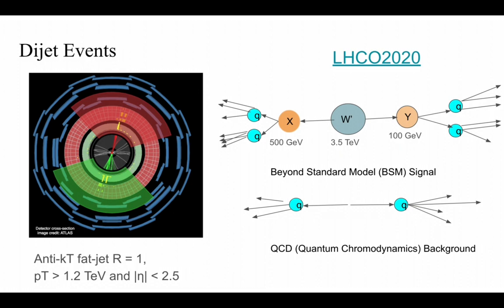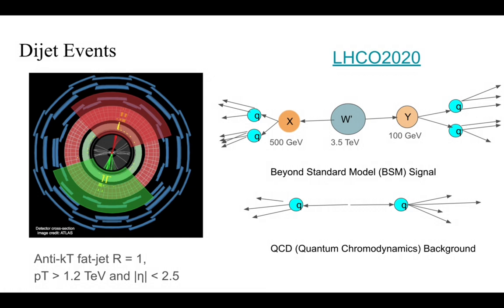The dataset is composed of two types of data. One is the beyond-the-Standard-Model signal. There's a W prime particle, pretty heavy, 3.5 TeV, which can decay to two new particles, X and Y. X has a mass of 500 GeV, Y has a mass of 100 GeV. Each of the particles can further decay to a quark-antiquark pair, and the quark-antiquark pair eventually will initiate showers.